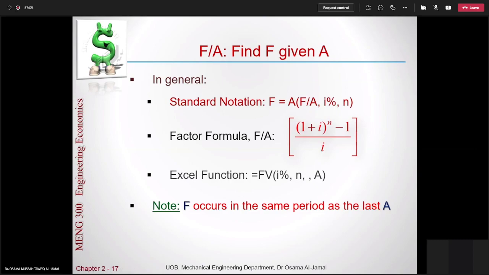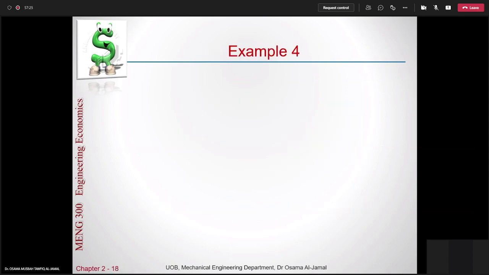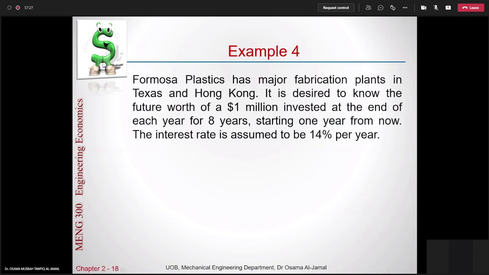It's always like this. For P, it is one period to the left of the first cash flow. For F, it is with the last cash flow, over the last period. Let's see an example now. I need you guys to plot the cash flow diagram by yourselves as a first step to write the standard notation and to get the answer for this.